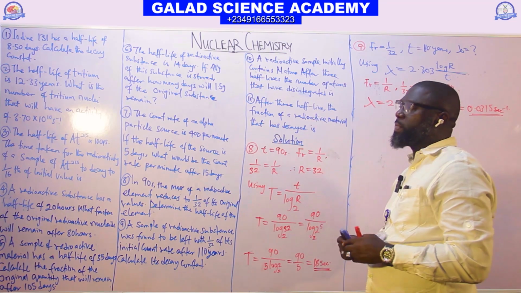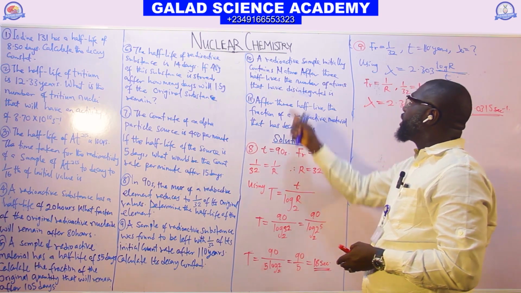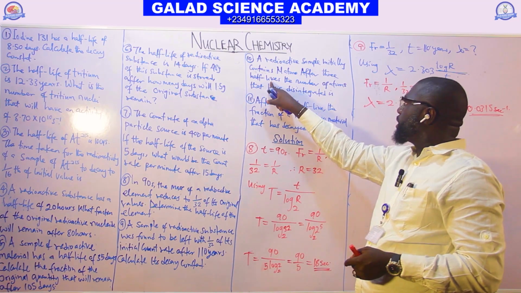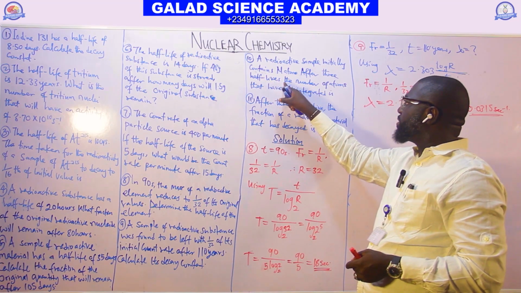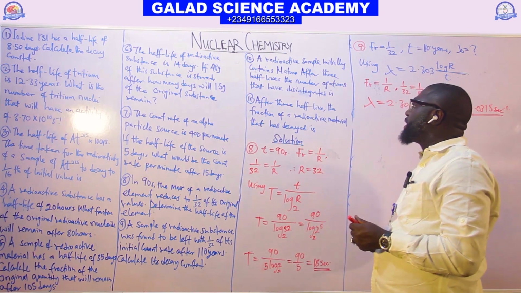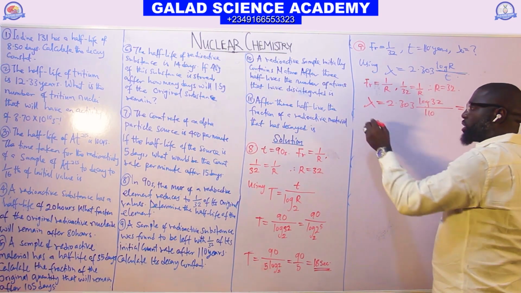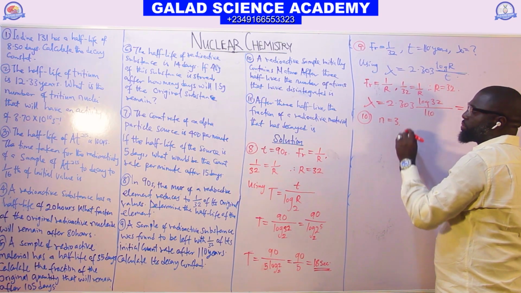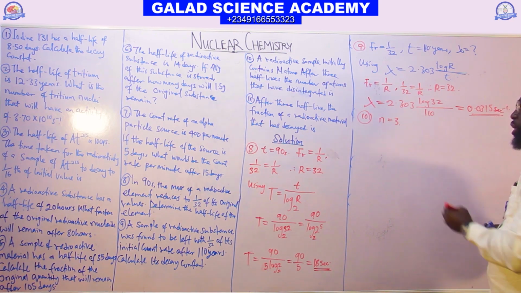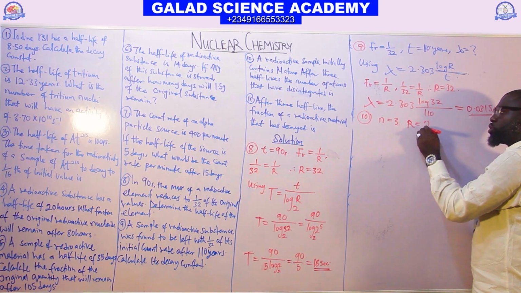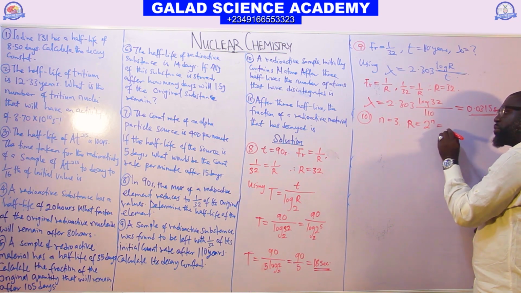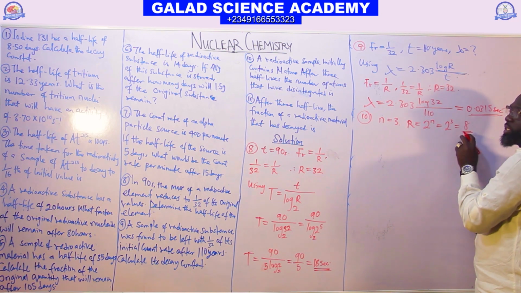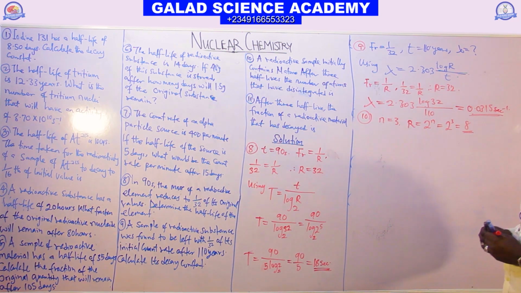10 and 11 are the same. A radioactive sample initially contains N atoms. After 3 half-lives, the number of atoms. Here, in question number 10, we are given n should be 3. If you are given n as 3, we know that R is equal to 2 raised to the power n. Therefore, we can have our R to be 2 raised to the power 3. Our R is 8, the ratio.